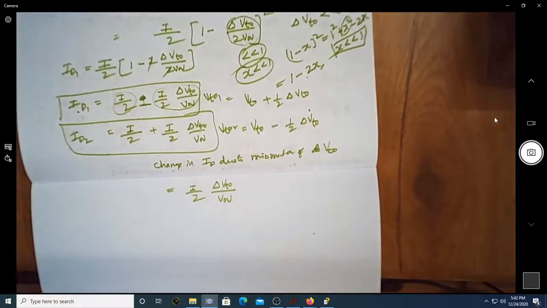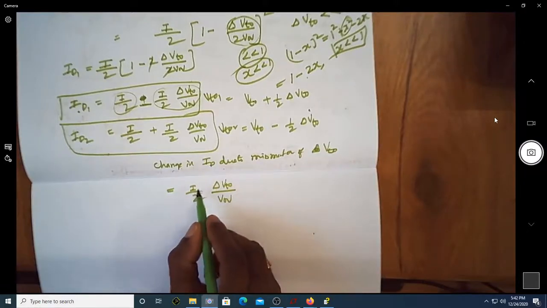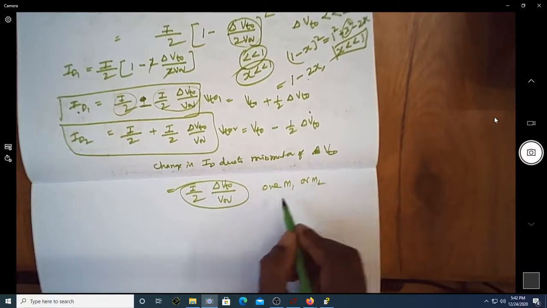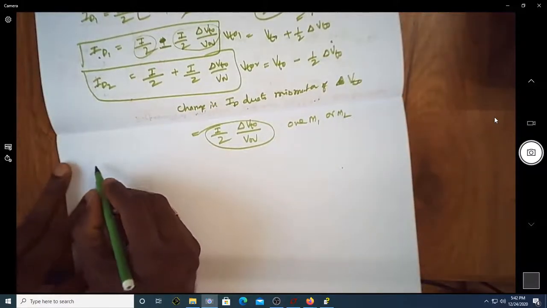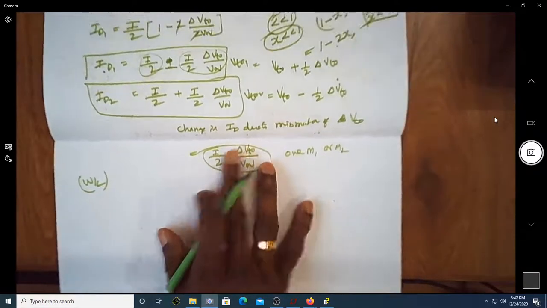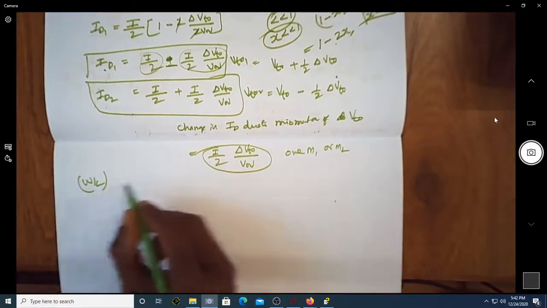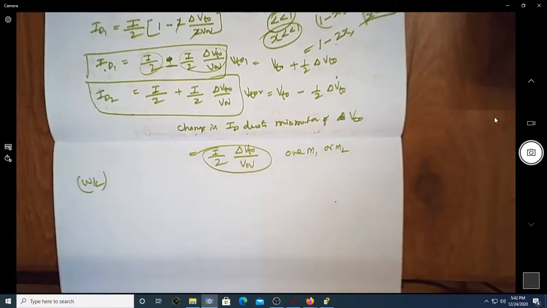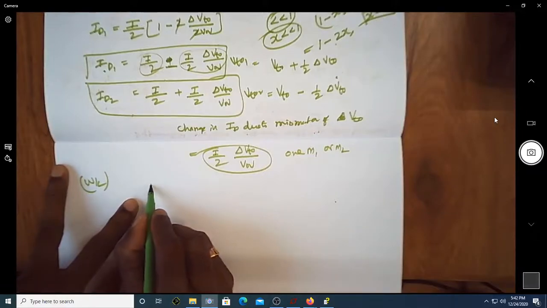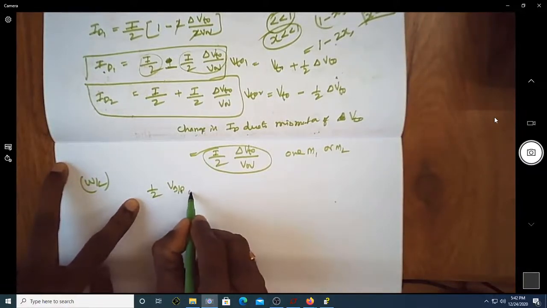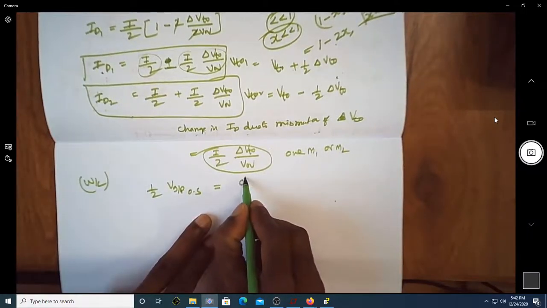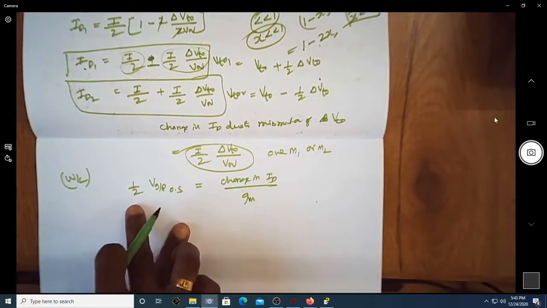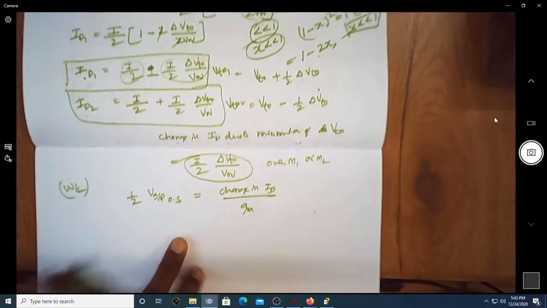As we considered in the case of the W by L ratios, now we are considering a change in the ID in one of the transistors, whether it is M1 or M2. As we discussed in the previous case, whenever there is a deviation in the value of W by L, whatever change was happening in the drain current, if you divide it by the GM value, was equal to half of the input offset voltage. Meaning half of the input offset voltage is given by change in ID divided by GM.